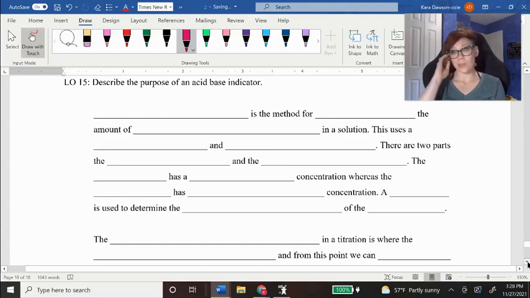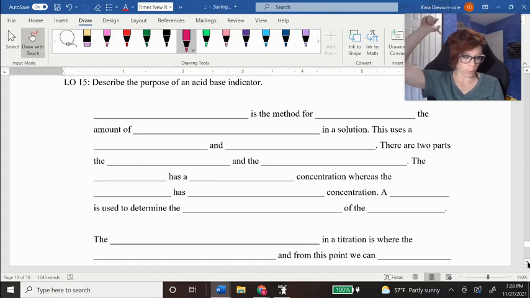The last learning objective of the semester. Yay! All right, it is to describe the purpose of an acid-base indicator.